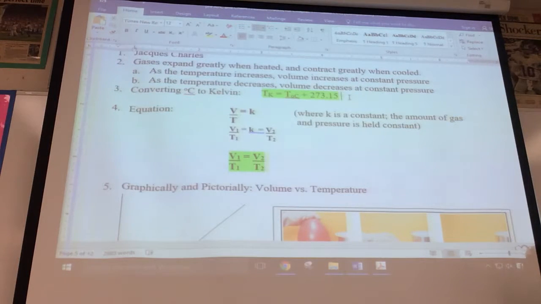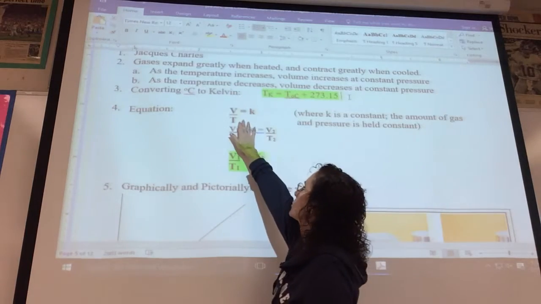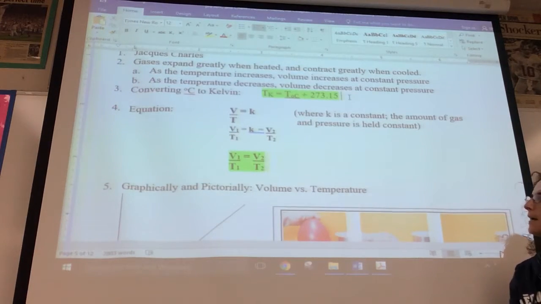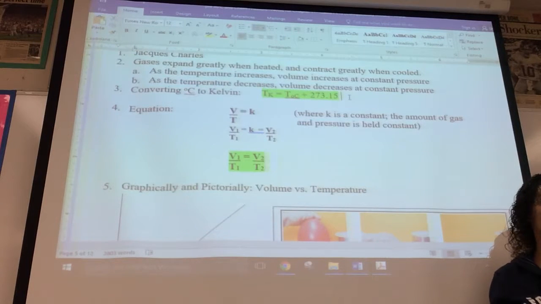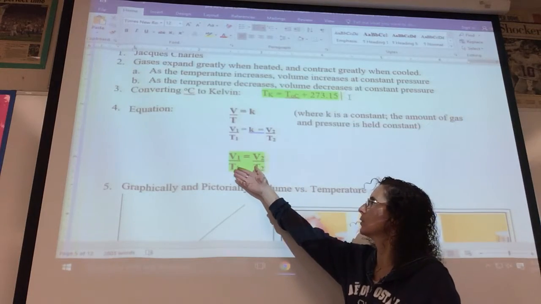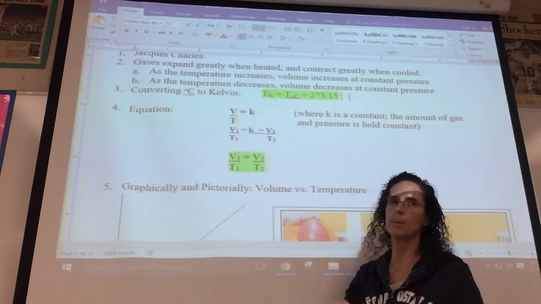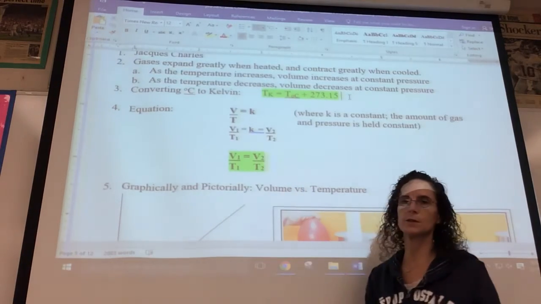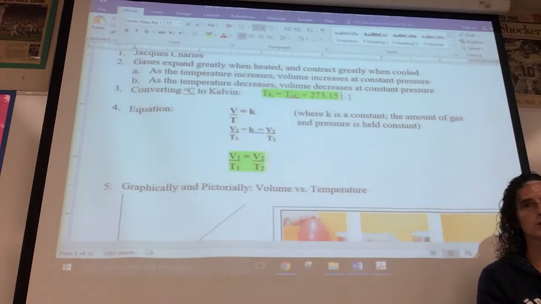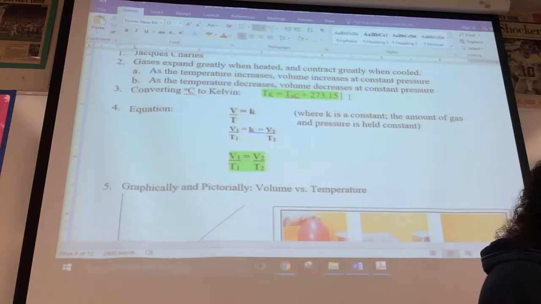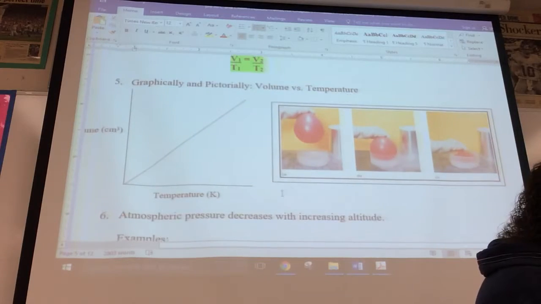This shows the direct relationship between volume and Kelvin temperature, and the same way we expanded upon this with two different sets of conditions, we can then derive V1 over T1, that is the volume and temperature under the first set of conditions, is equal to V2 over T2, the volume and temperature under the second set of conditions. You can see it graphically as well as pictorially here.